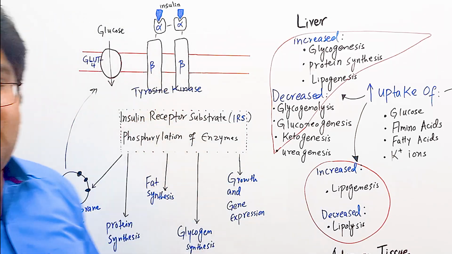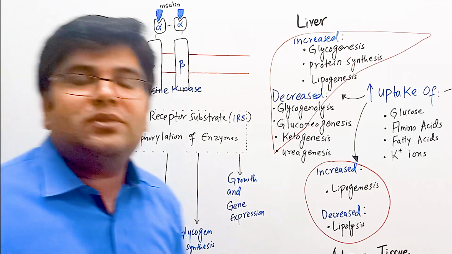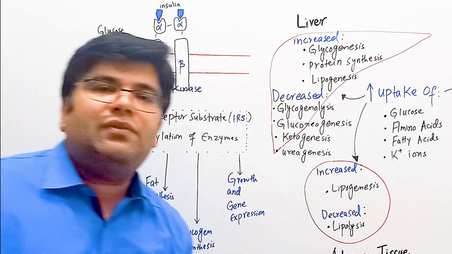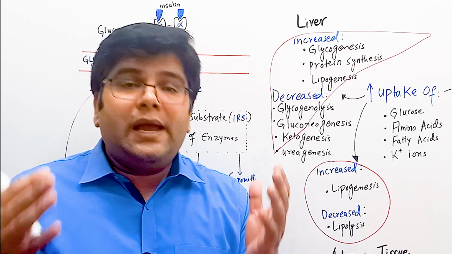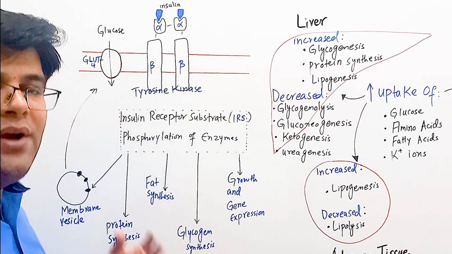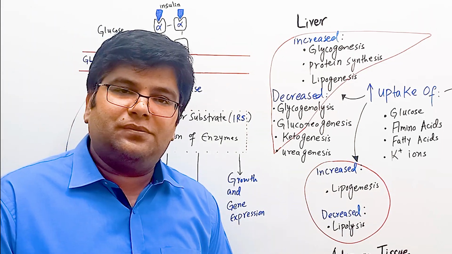Not only is the beta subunit phosphorylated, but also a group of enzymes inside the cytoplasm are phosphorylated. And by phosphorylation, some enzymes are activated and some enzymes are inhibited. And in this way, insulin directs the cellular metabolism of carbohydrates, lipids, and proteins in the desired direction.